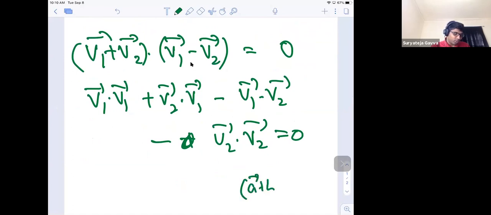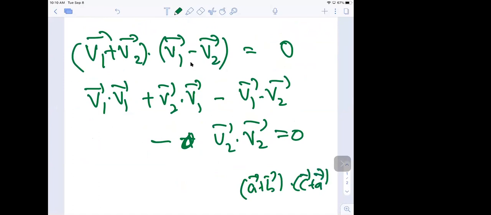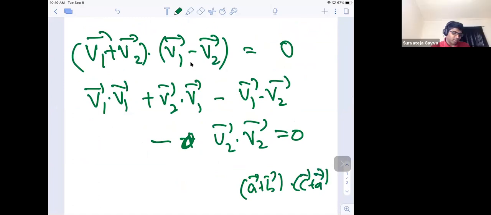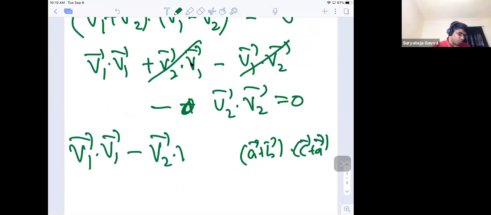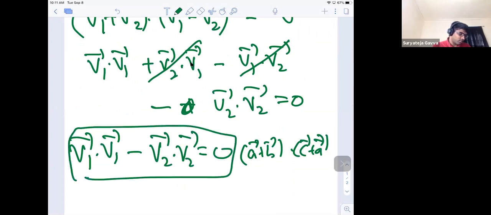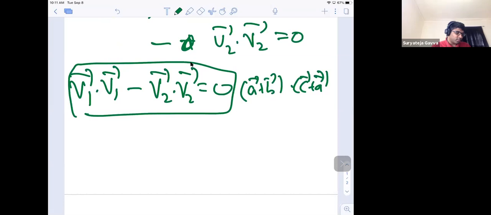A plus B dot C plus D. I can do A dot that plus B dot that. So if I multiply it out, you get this. And things get cancelled. You get V1 dot V1 minus V2 dot V2 equals 0. Okay? Is that fine? Yeah, that's clear. Thank you.